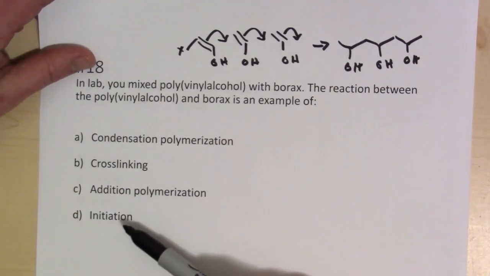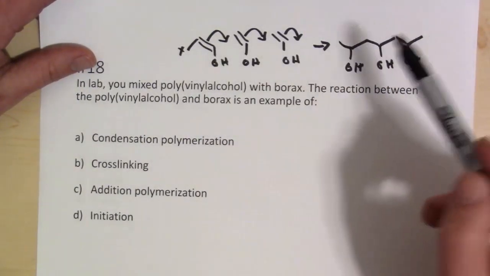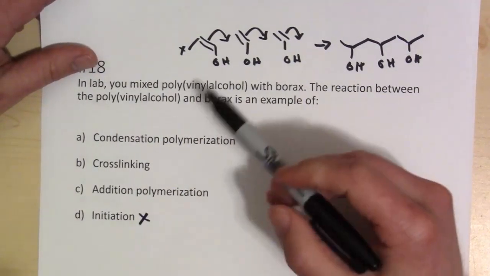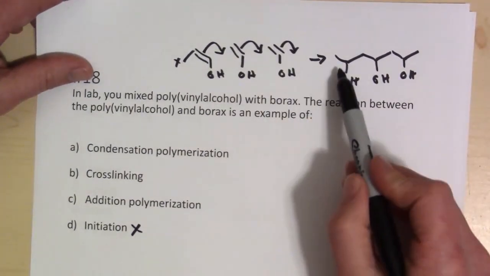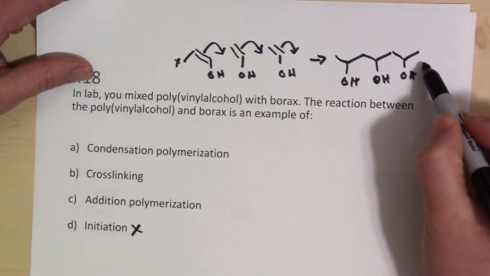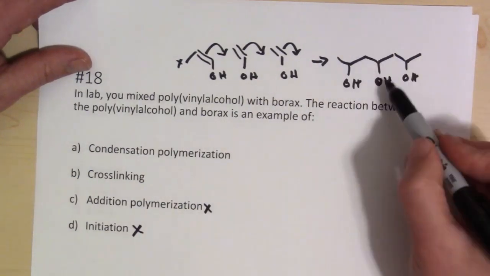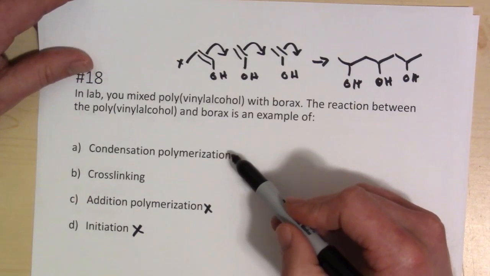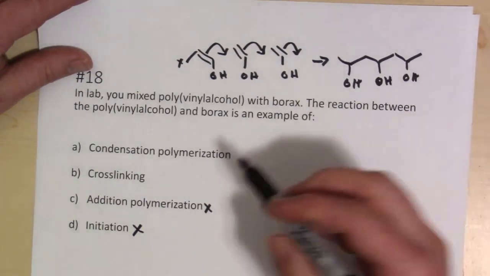So that covers initiation, which is what you need to do in order to initiate the polymerization. Addition polymerization is when multiple alkene monomers form single bonds between them to form an addition polymer, like polyvinyl alcohol. So that's not what's happening when we mix borax with the already formed polymer. And then condensation polymerization, a small molecule comes out of the polymerization.